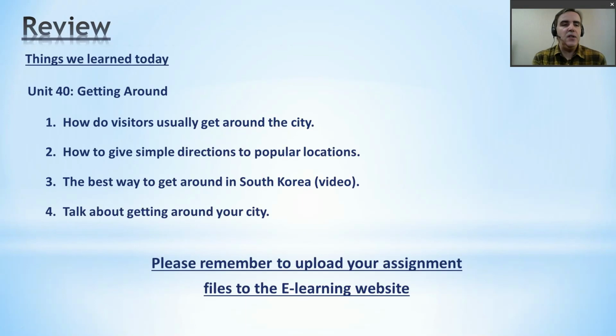Alright, so what have we done today? So we looked at Unit 40, getting around, and we thought about some different ways visitors usually get around the city. We looked at giving simple directions to some popular locations. We saw about the best way to get around in South Korea, in Seoul, the video. And then at the end there, you've just written about the best way to get around your city. So please remember, everyone, to upload your assignment file to the e-learning website.